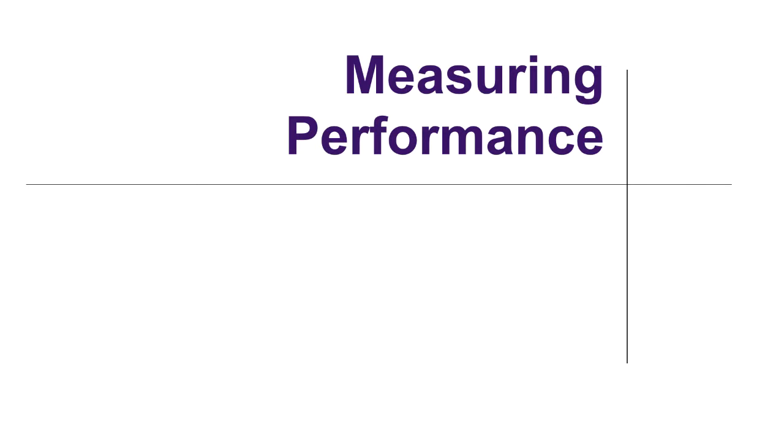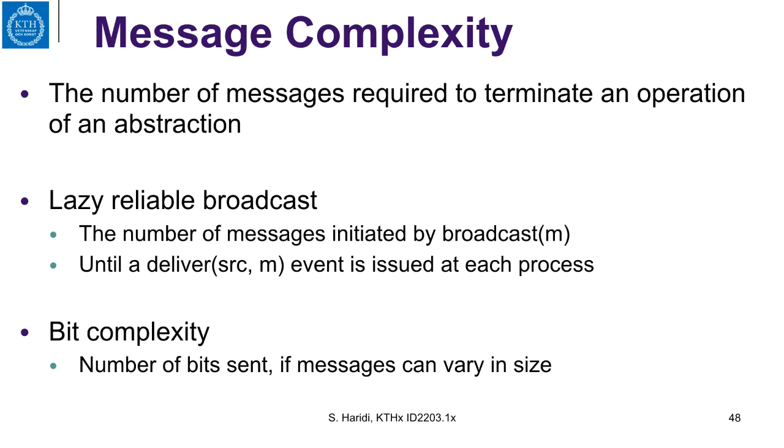So how to proceed? The way forward is to focus only on one operation from start to completion. In the case of broadcast abstraction, this is from the broadcast event to the last process delivering the message. So message complexity is the number of messages required to terminate an operation of an abstraction. For example, in the lazy broadcast algorithm, the number of messages initiated by the broadcast until a deliver event is issued at each process. So these are the number of messages we want to measure.